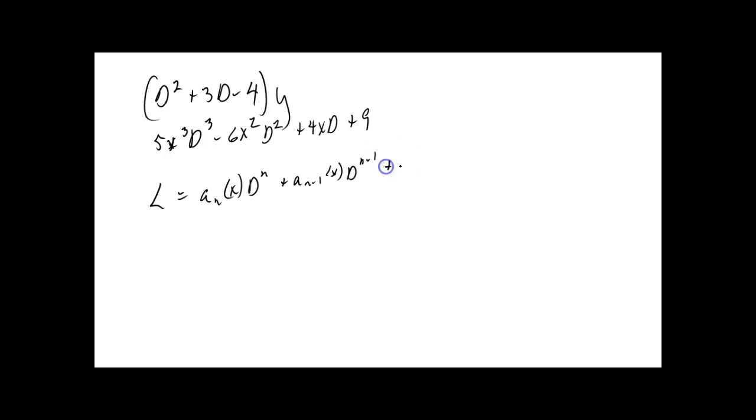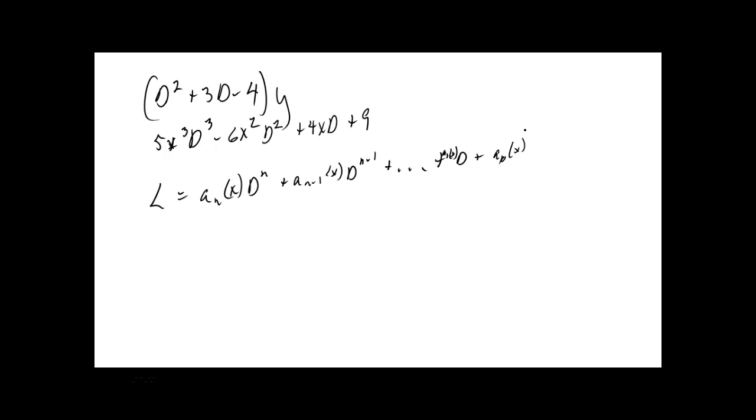Plus, and so on, plus a sub 1 of x D plus a sub 0 of x. That could be an operator. Now it would operate, and it's a linear operator because this operator has D to only 1 degree. That means derivative power. You don't have D squared. You don't have this one times a D to the n minus 5. You don't have this one times a y. It only is this. So that's what makes it a linear operator. There are no exponents on the operators.